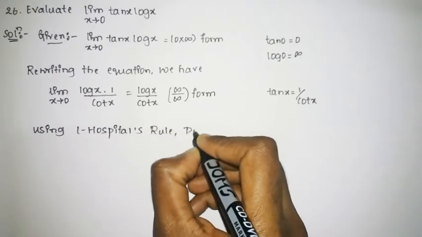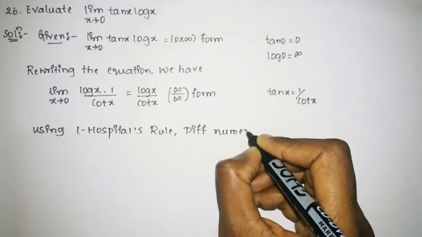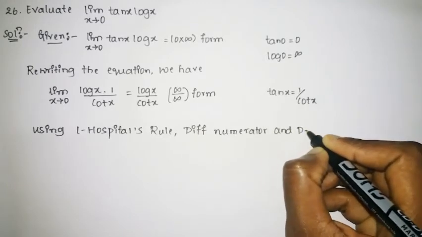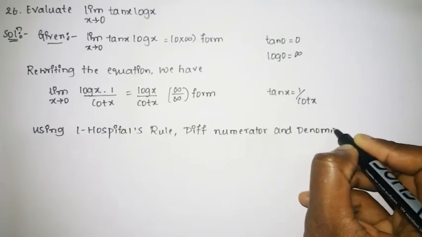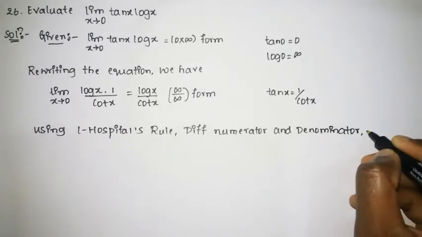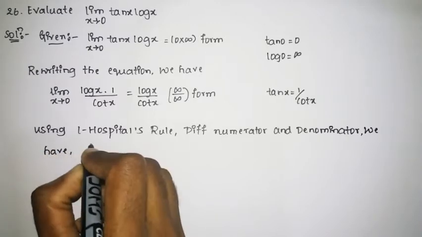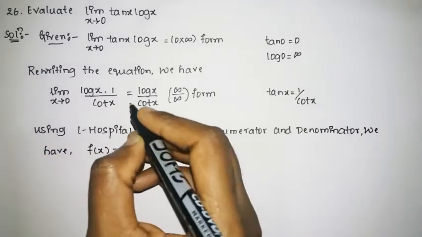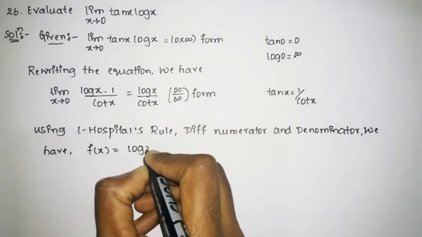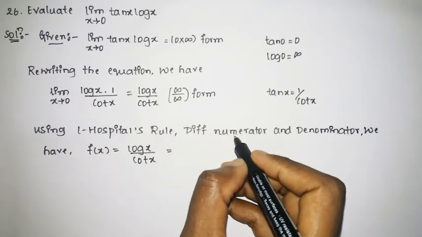differentiating numerator and denominator. We shall write the rearranged term in the form of f of x. So f of x equal to log x divided by cot x. So first step is to differentiate the numerator and denominator.